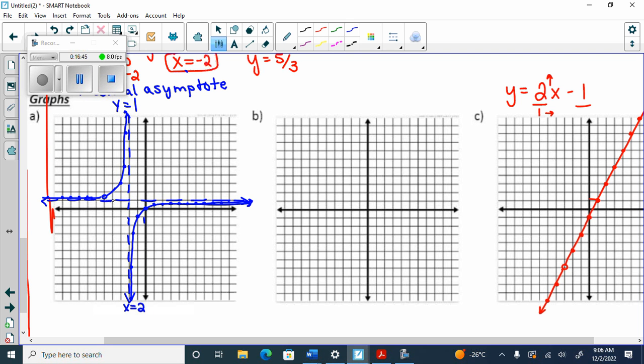I'll even make my point of discontinuity a different color so it really stands out. But because my point of discontinuity actually landed on the graph in the right spot, I feel confident. I feel like maybe I didn't screw up. Good job. Okay?